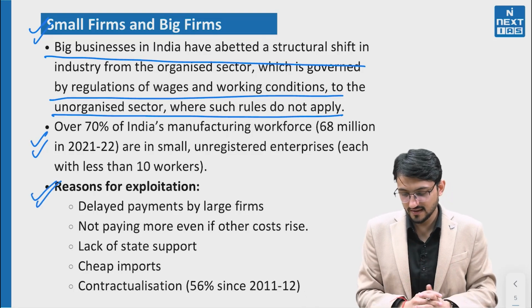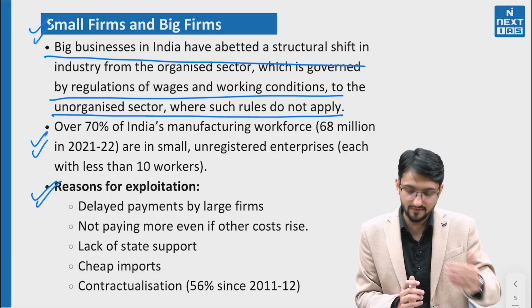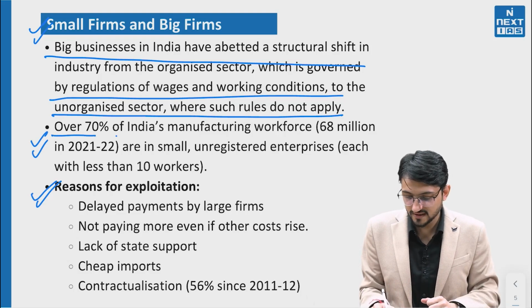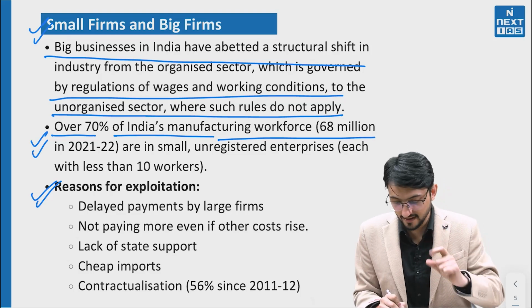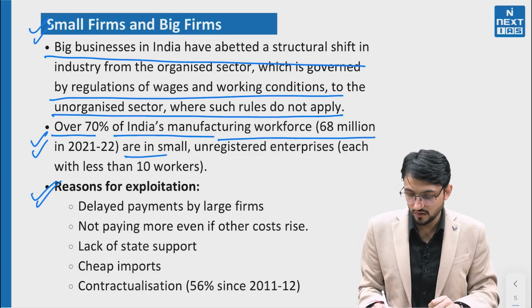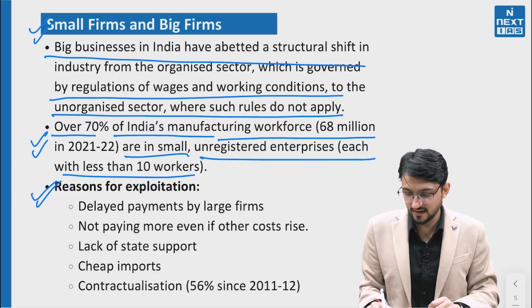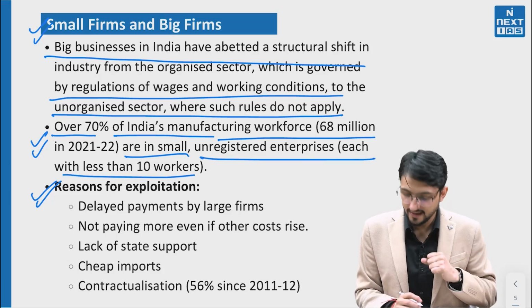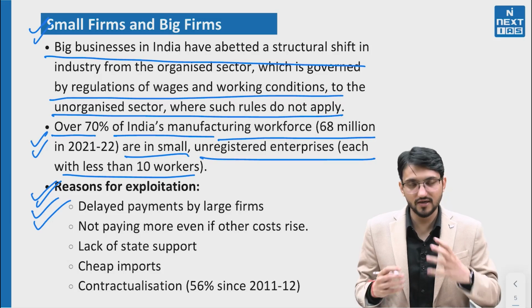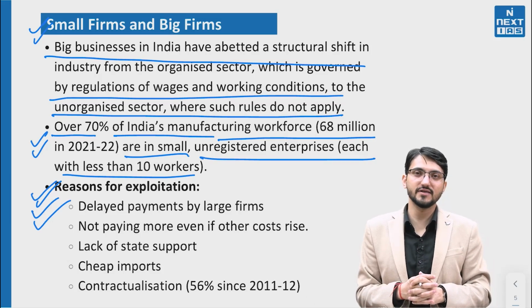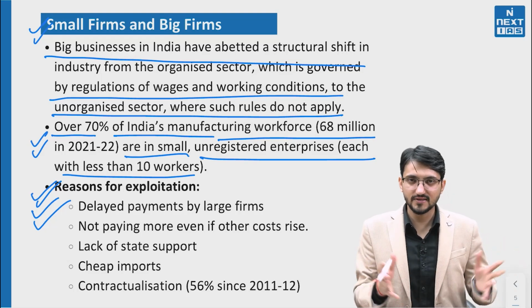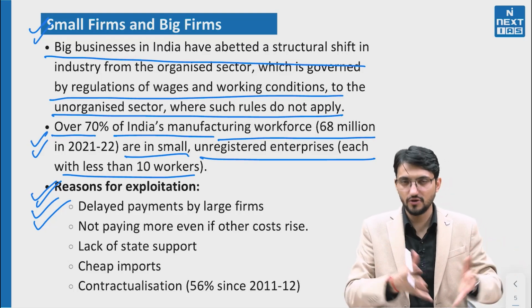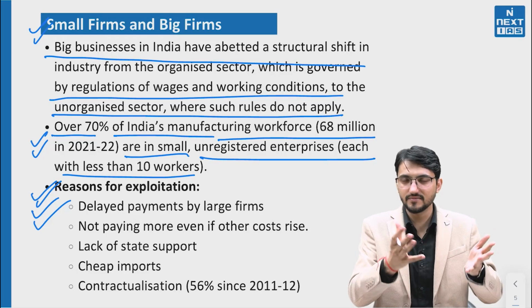So how does exploitation take place? Before that, I'll give you some data. The data is that over 70% of India's manufacturing workforce, around 68 million in 2021-2022, are in small unregistered enterprises where workers are less than 10. Now let us discuss the reasons for exploitation. You can imagine it. These small firms supply their products to the larger firms.